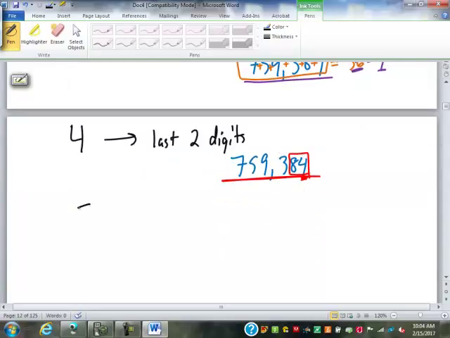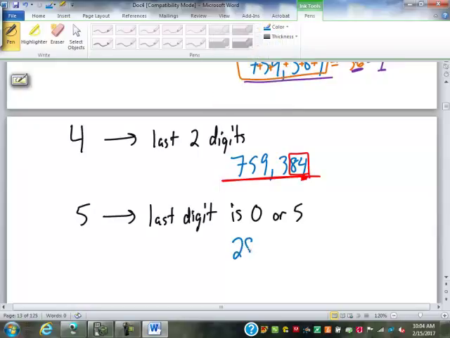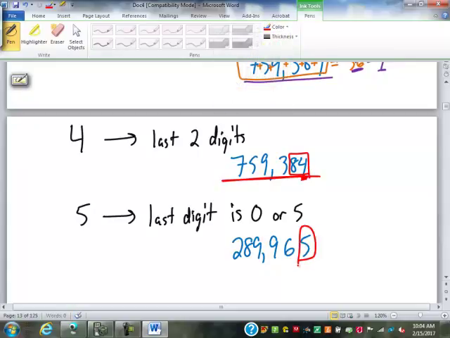How about to tell if something's divisible by 5? The last digit is 0 or 5. So for this number here, the last digit's a 5, so that whole number is divisible by 5.